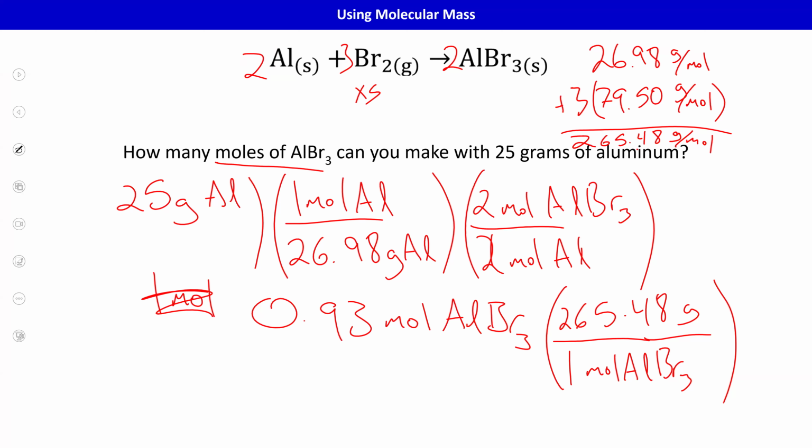Where did that extra mass come from? How come we used 25 grams of aluminum and we ended with 250 grams of product? It's not the same molecule anymore. It has the same number of aluminum atoms as what we started with, but we combined it with bromine. So the difference in mass is how much bromine was used.